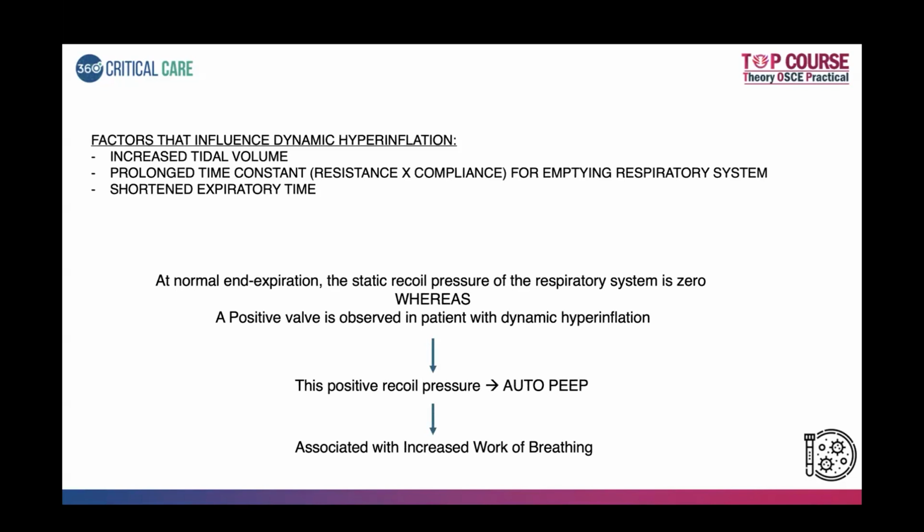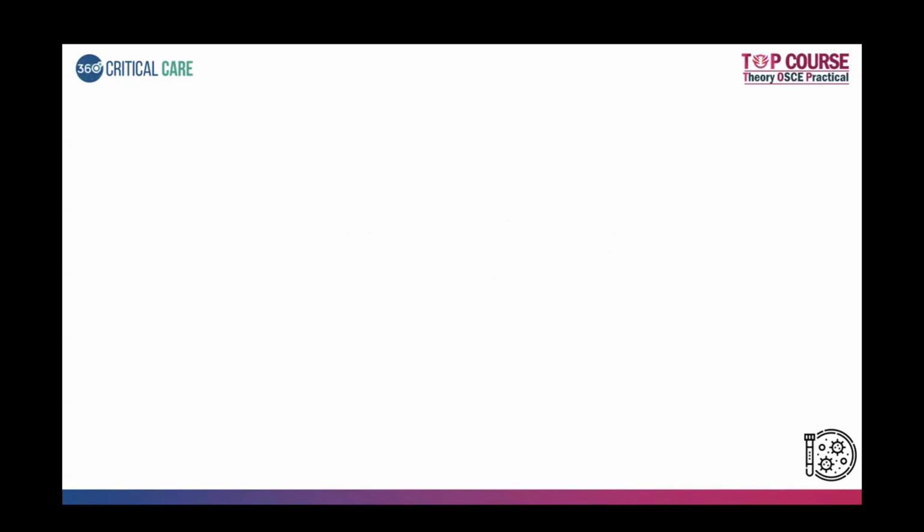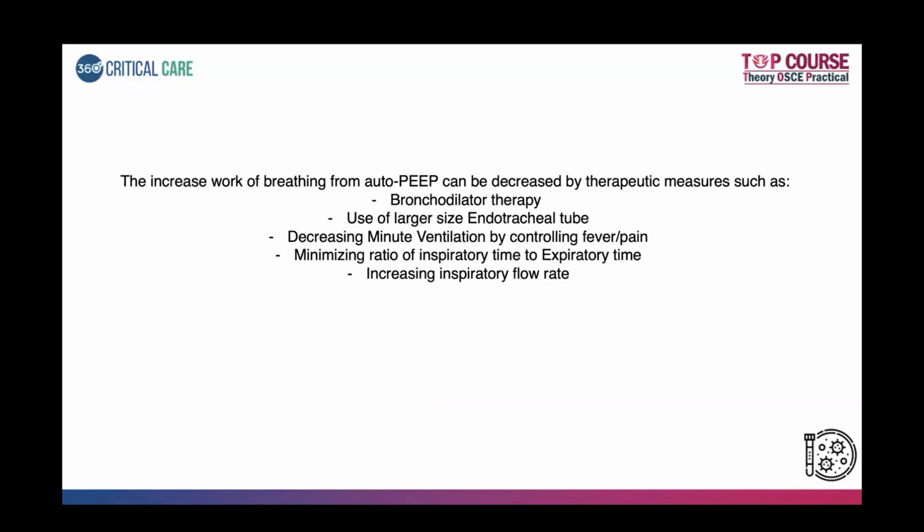And the problem with this is it is associated with increased work of breathing. So the increased work of breathing from auto PEEP can be decreased by various therapeutic measures like bronchodilator therapy, use of a larger size endotracheal tube, decreasing the minute ventilation by controlling fever or pain, minimizing the ratio of inspiratory to expiratory time, and which also includes increasing the inspiratory flow rate. And one of the other important factors is application of external PEEP.